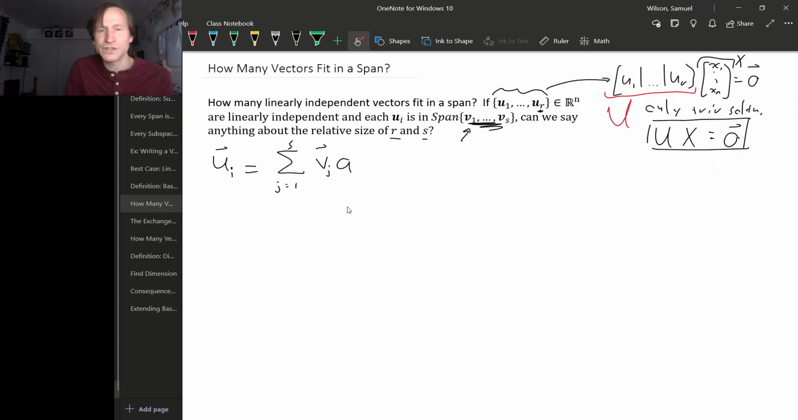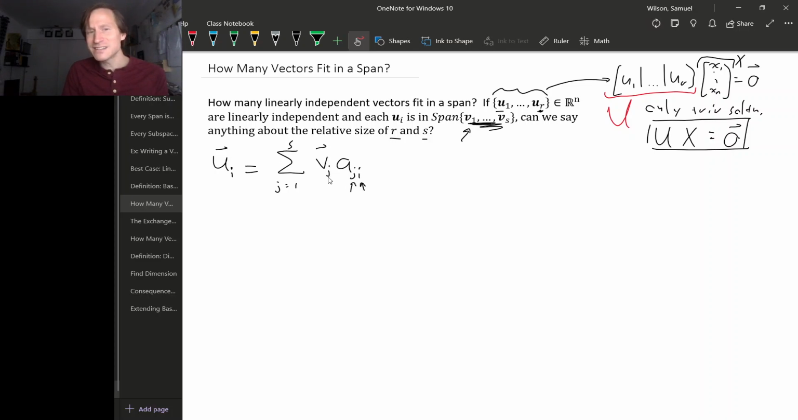And so there are these coefficients. The coefficient depends not just on what v vector you're on, but also on which u vector you're trying to express as a linear combination of the v's. So each different u vector will have different coefficients for all of the v's. So this a should have a subscript for j, but also a subscript for i, like this.